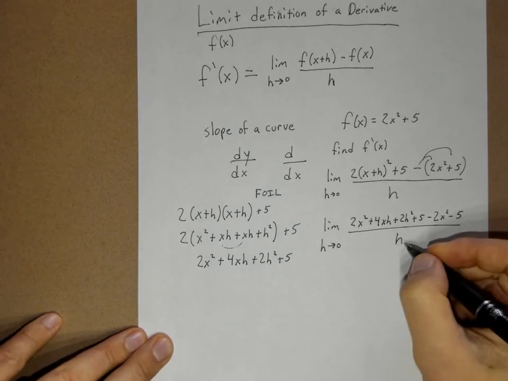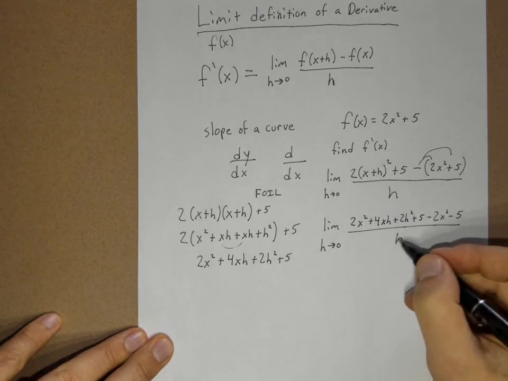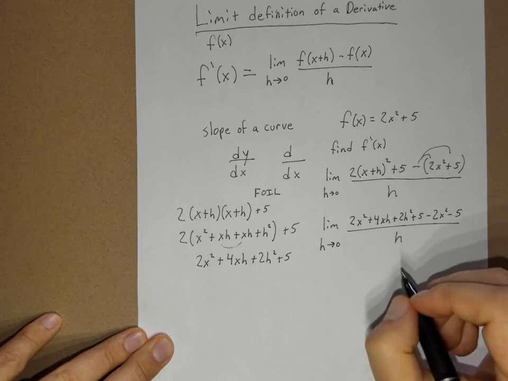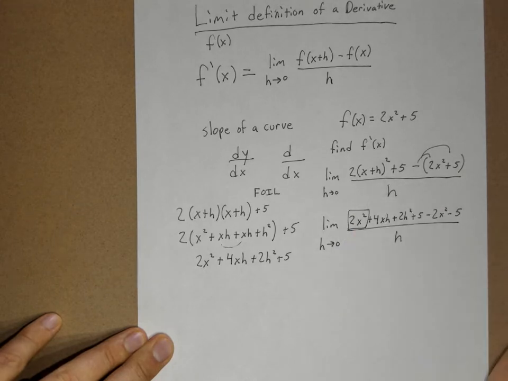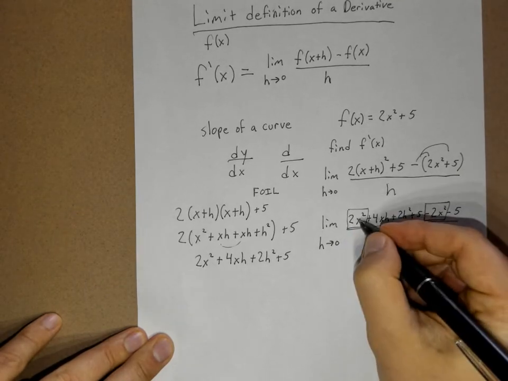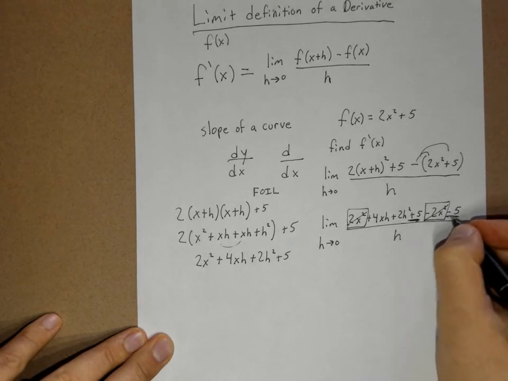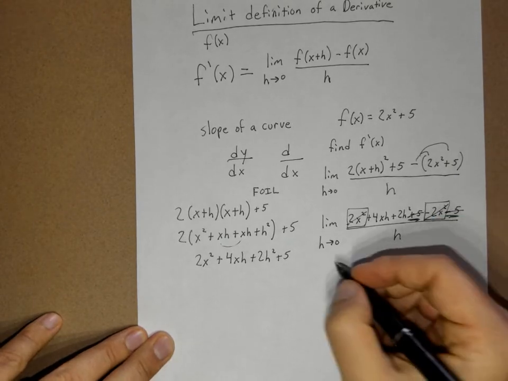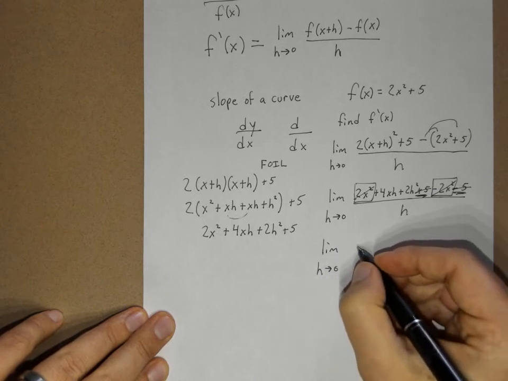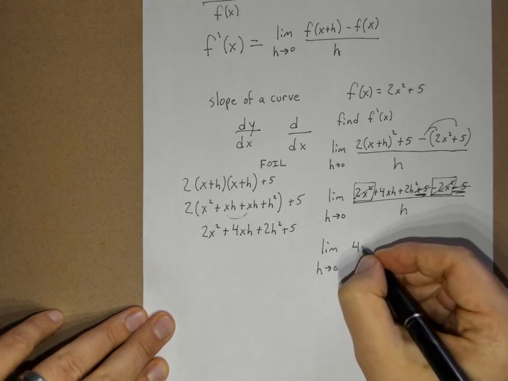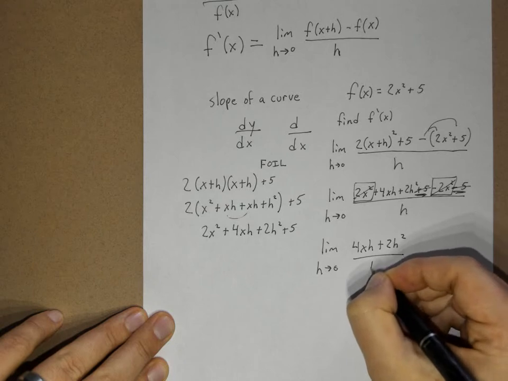Something you'll notice is that once we start simplifying everything down, you should always be able to get rid of this h. If you can't, then check yourself, because you might have made a mistake. I see I have a 2x squared and subtracting a 2x squared, so those cancel out. I also have a plus 5 and minus 5, so those cancel out. Now if I rewrite this, I have the limit as h approaches 0 of 4xh plus 2h squared, and that's still all divided by h.